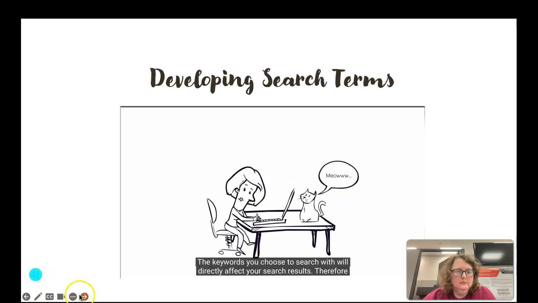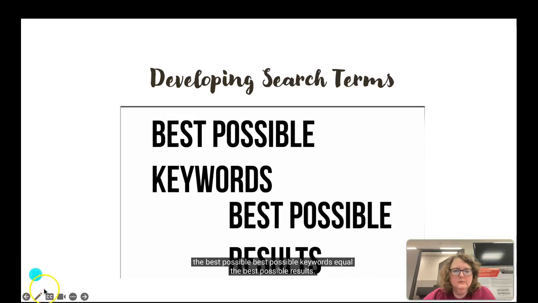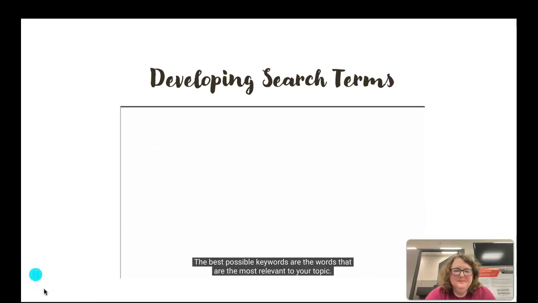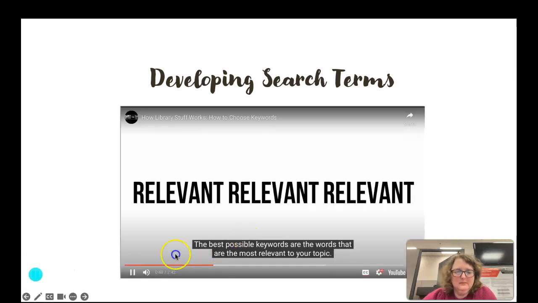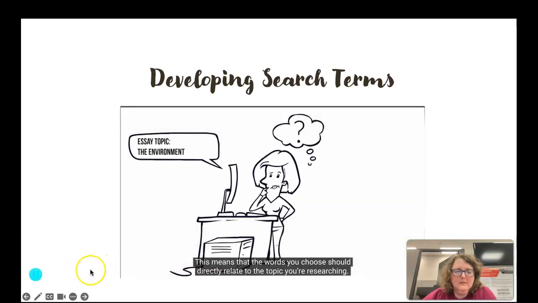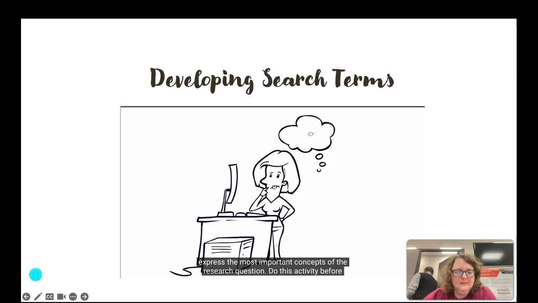The keywords you choose to search with will directly affect your search results. Therefore, the best possible keywords equal the best possible results. The best possible keywords are the words that are the most relevant to your topic. This means that the words you choose should directly relate to the topic that you're researching. Before you begin a keyword search, think about your topic. Decide on some words that express the most important concepts of the research question.